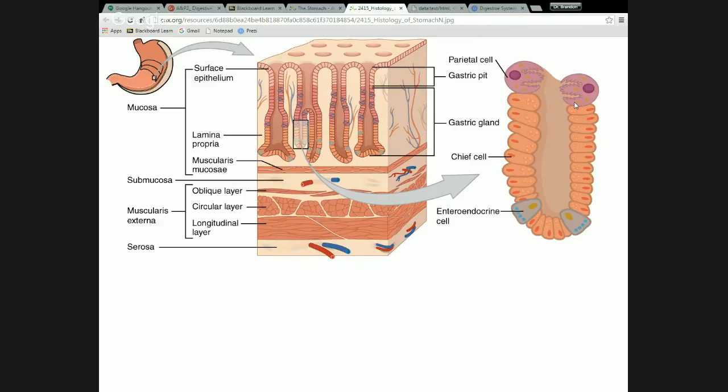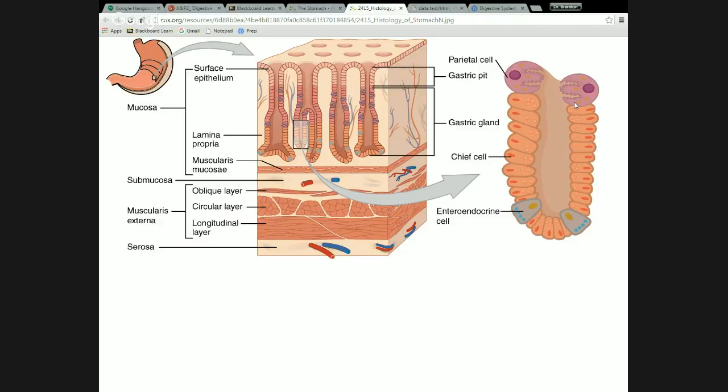The chief cells are depicted here with vesicles in their apical surface, which represent the secretions that are going into the lumen of the gland and therefore the lumen of the stomach. It's an odd color choice, but the blue things at the base of the enteroendocrine cells represent vesicles also. And the gastrin that they're secreting is being secreted into the lamina propria.